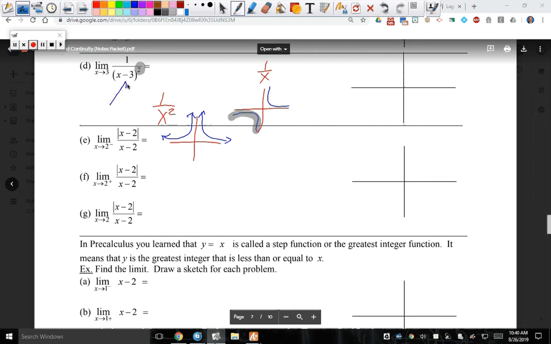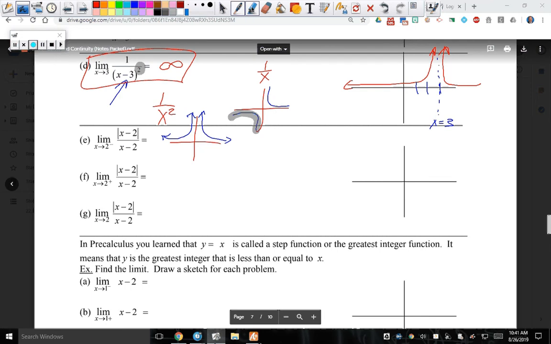Now we're going to shift it 3 to the what? The right, because it's with the x, we're doing the opposite. So here's your vertical asymptote, 1, 2, and 3, and the graph would look like this. So guys, what is the answer to this limit? Infinity. Because the right side, one-sided limit approaches infinity, and the left side approaches infinity.